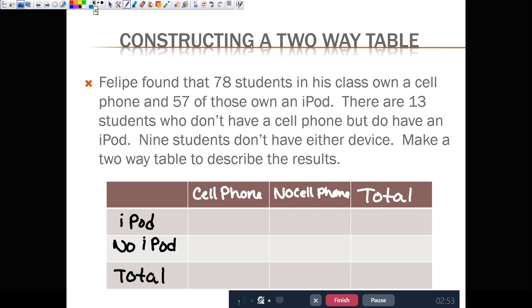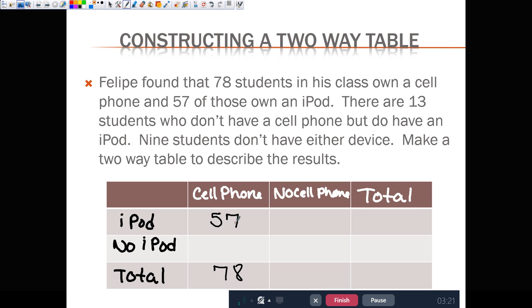Right, so now we're going to fill in the information that we know. So we know a total of 78 students own a cell phone. So cell phones total is 78. Of those 78, 57 own an iPod. So cell phone and iPod would be this box right here, and that's going to be 57.